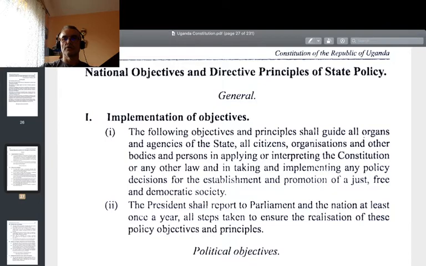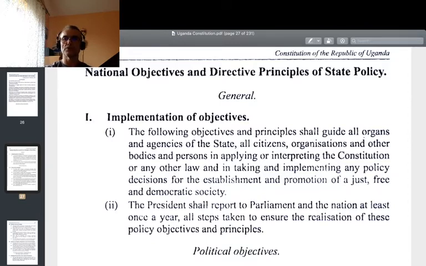Let's see what they write further on in that Constitution of Uganda. National objectives and directive principles of state policy. General implementation of objectives. The following objectives and principles shall guide all organs and agencies of the state, all citizens, organizations, and other bodies and persons in applying or interpreting the Constitution or any other law and in taking and implementing any policy decisions for the establishment and promotion of a just, free, and democratic society. The President shall report to Parliament and the nation at least once a year all steps taken to ensure the realization of these policy objectives and principles.